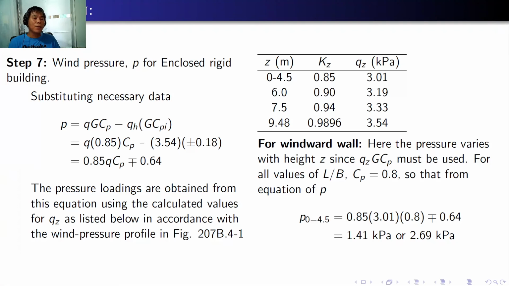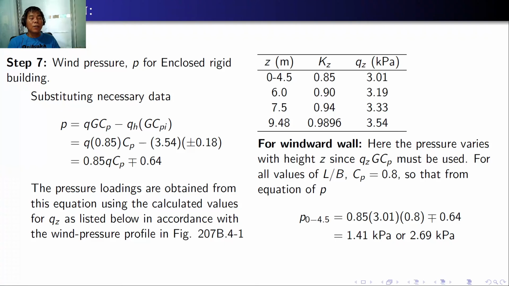So here, P is equal to 0.85 Q times CP, minus plus 0.64, because there is a subtraction in the second term. So the terms, positive and negative 0.18, are combined. It will become 0.85 Q times CP, minus plus 0.64.